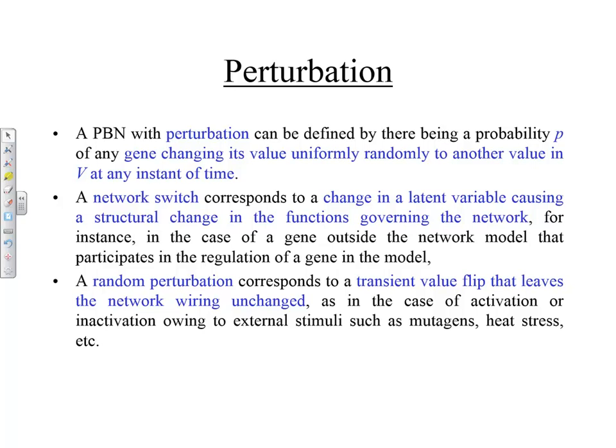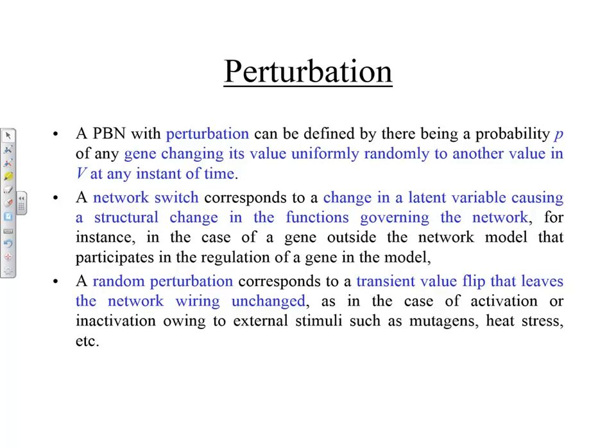So a PBN with perturbation can be defined by there being a probability p of any gene changing its value uniformly randomly, because you could have multi-valued genes. If it is binary valued, there's a small probability that it could change between one of those two values. If there are 10 values, then there'll be a small, uniform probability of changing to any of those other 9. So you have two things here then. A network could switch, and you could also have a gene flipping.